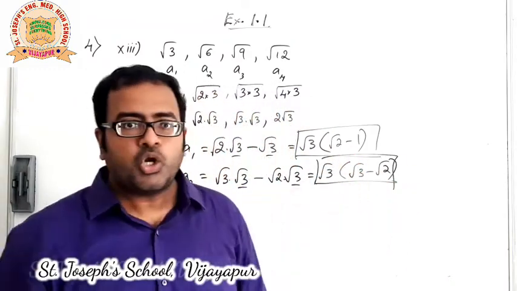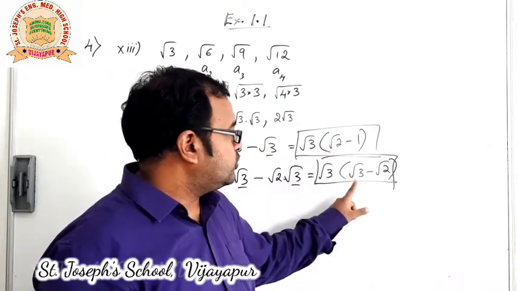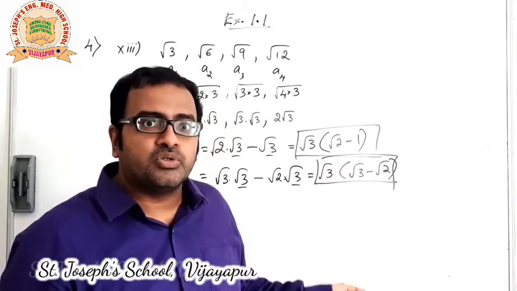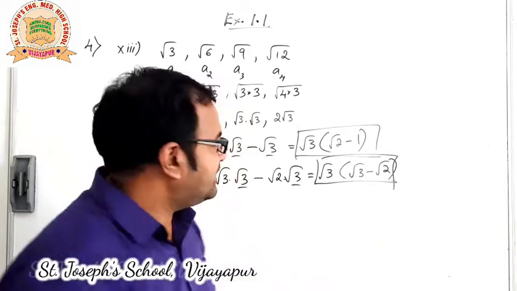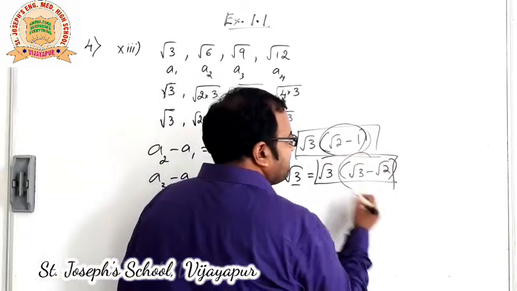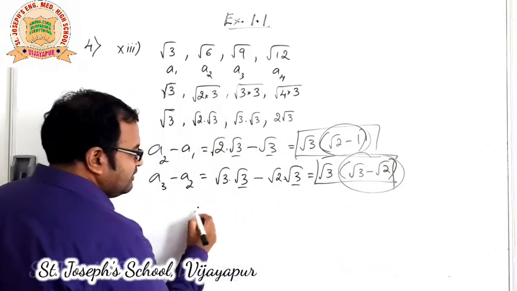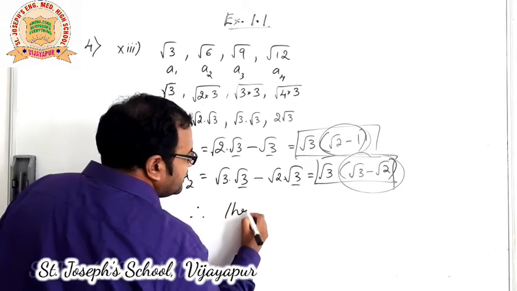Both the differences are not the same. See, root 3 is the same, but root 2 minus 1 and root 3 minus root 2 differ. If you try to find out the approximate values of root 2 and root 3, and then subtract them, you will find that these two are not the same. They are not one and the same. So what can you say? We will say common difference does not exist. So there is no common difference.